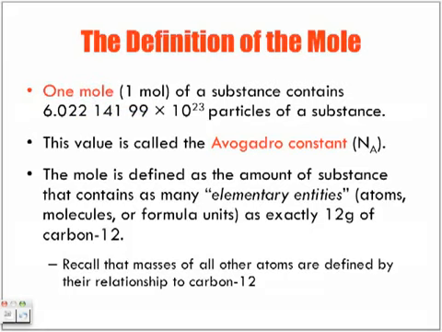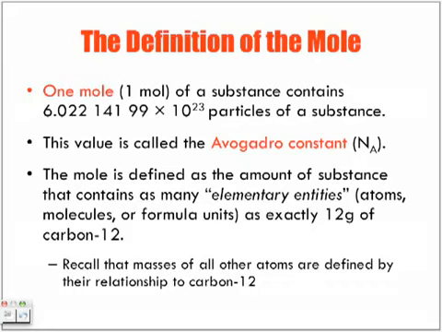Okay? But now, that number is really large. So we don't really use that when describing a lot of things. And I'm going to show you in a sec what that means and how we try to simplify it. This value is called the Avogadro constant. We're going to use the letter N, subscript A, capital A.